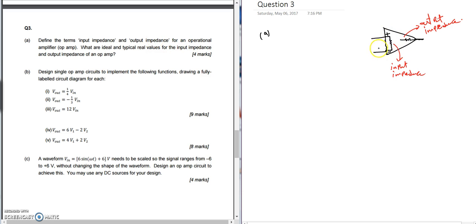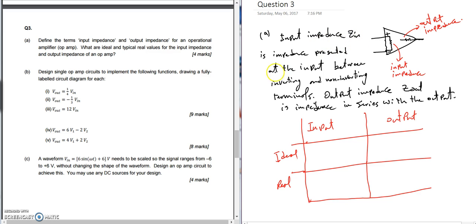So, this is the input impedance, which is basically the impedance between the positive terminal of the amplifier. This is the symbol of the amplifier. This is the input impedance, and this is the output impedance, which is the impedance right before the output of the amplifier. So that's formally. The input impedance, Zin, is the impedance presented at the input between the inverting and non-inverting, which is the positive terminal. The output impedance, Zout, is basically the impedance in series with the output, which is this one.